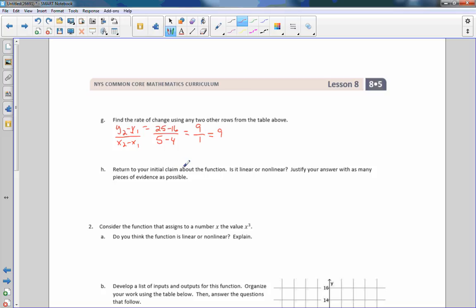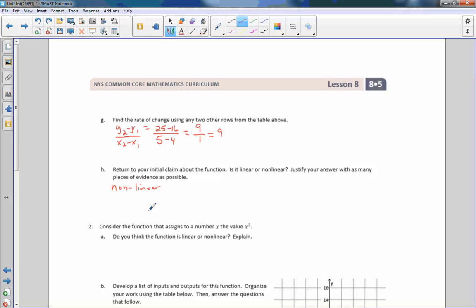Okay, it says return to your initial claim about the function. Is it linear or nonlinear? Justify with as many pieces of evidence as possible. It is still non-linear. So I'm not going to write all this, but the reason is, 1, x is to the power of 2, which is not 0 or 1. The other reason is when I found rates of change between points, they were different.